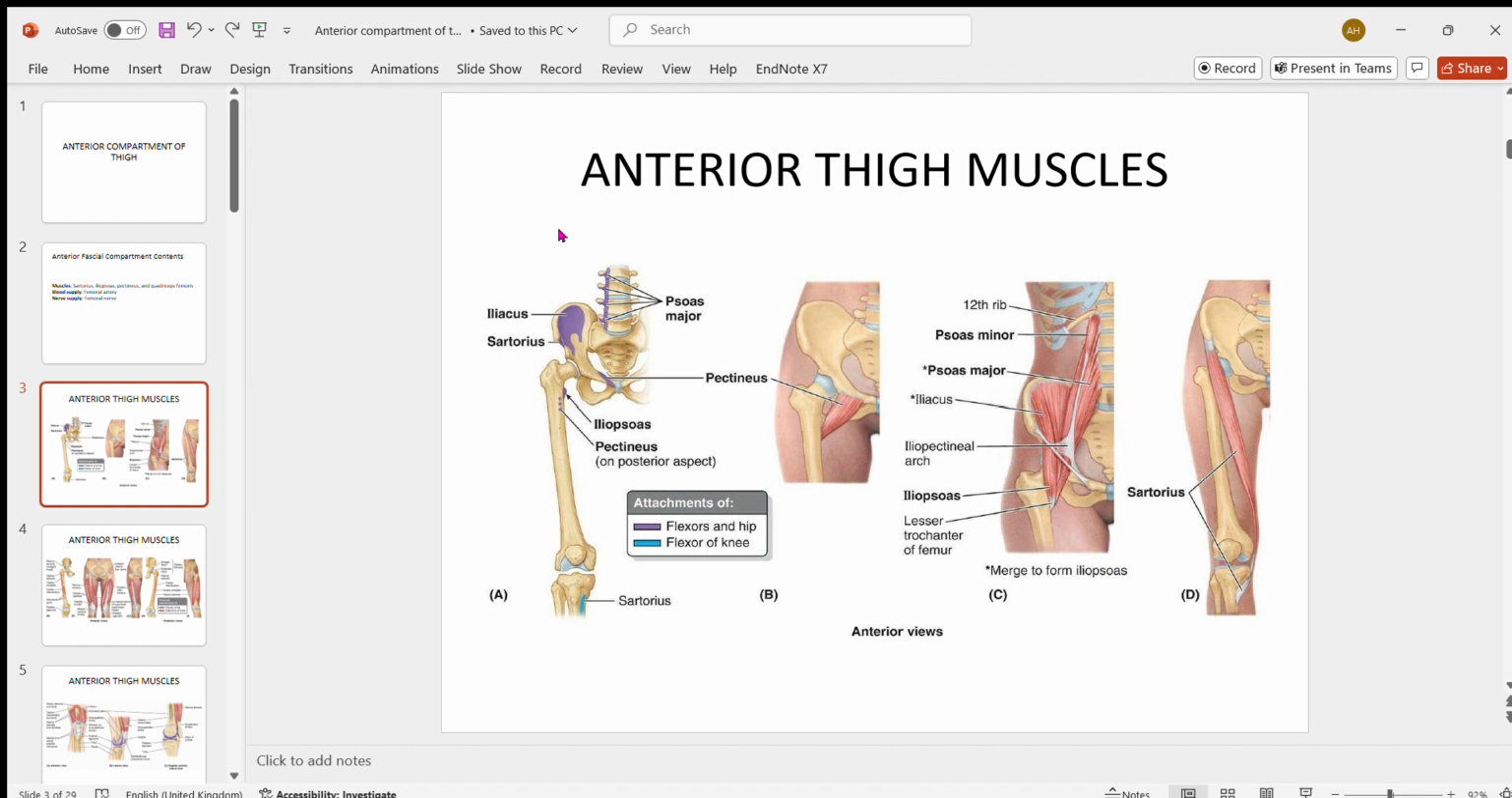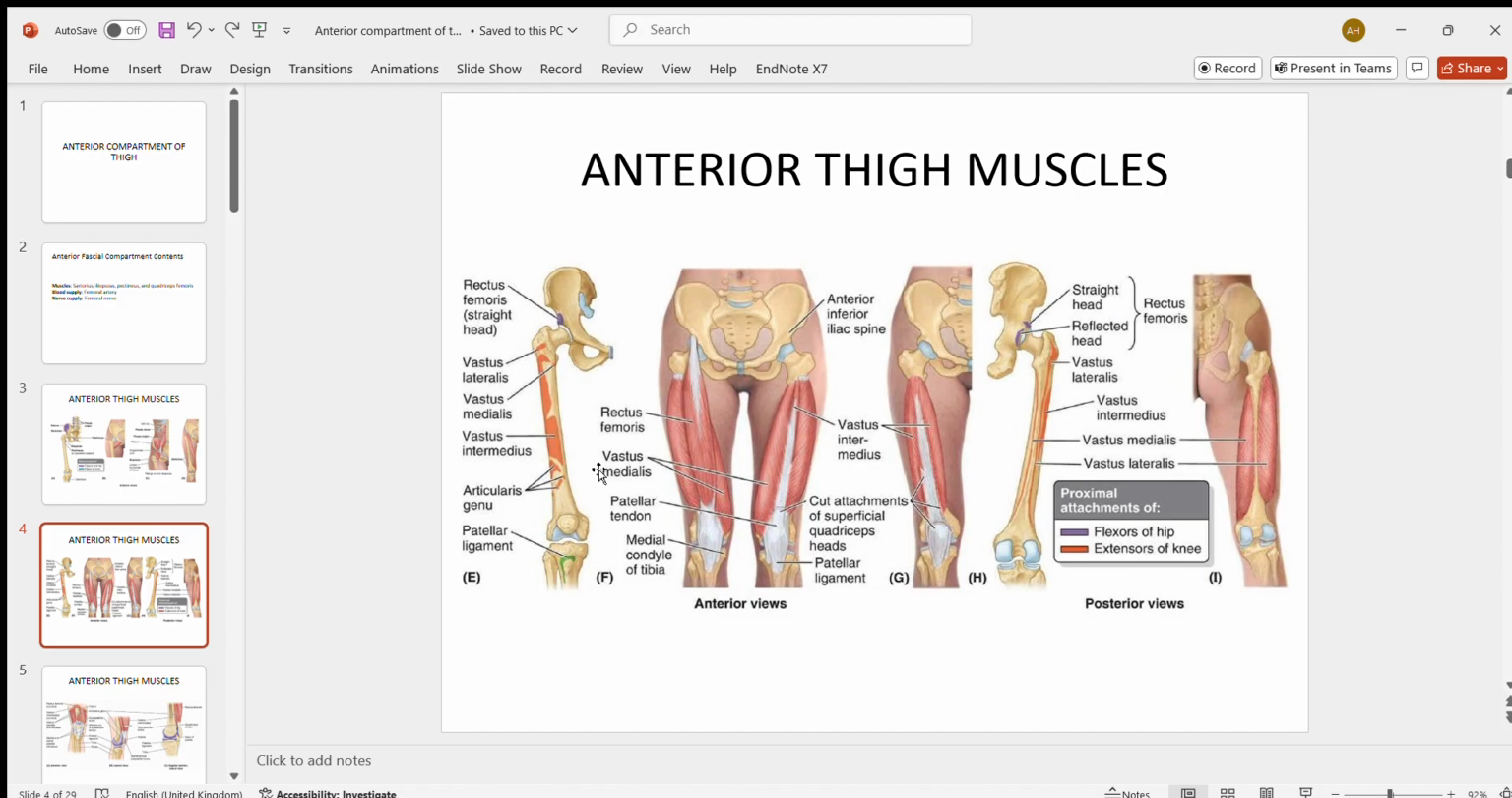The anterior thigh muscles are the sartorius, this one, the iliopsoas here, this is iliacus, this is psoas, this one is pectineus, and here we can see just the origins of the anterior thigh muscles.